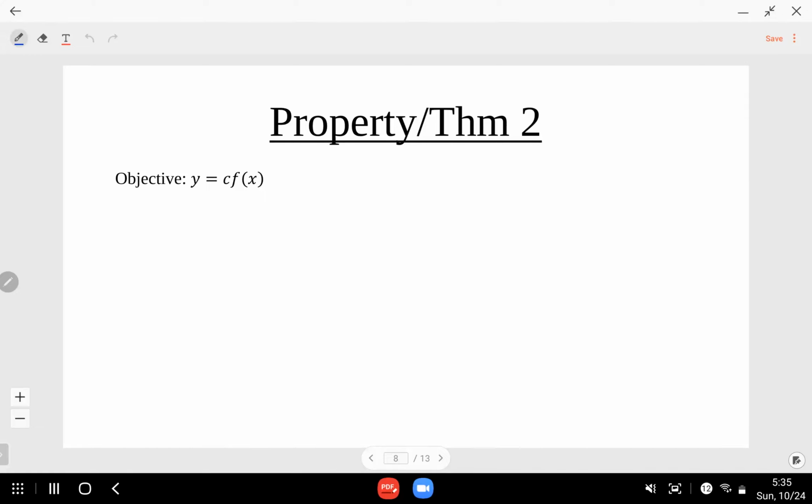All right, so let's look at this one first. If you still don't get this one, I'll go back. Okay, so let's say I wanted to sketch y equals 2f of x. All right, 2f of x. And we're using the same example, right? We're using the same example, which is like this. Okay? The same example.